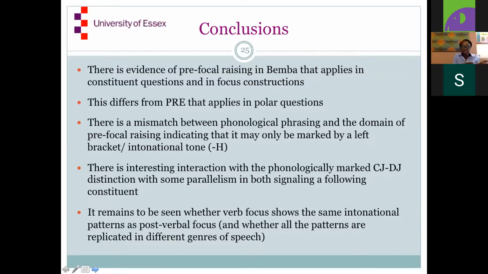So you've got a subject and then you've got a verb. If the verb was in focus, would the subject have prominence? But we know that actually the subject has always got a final fall at the end of it. We've got this lowering. So it's not clear what pre-focus marking would be if the verb was the constituent in focus. And then the other thing, really importantly, would be to see how these patterns replicate over more naturalistic data or over different genres. And that's it. Thank you.